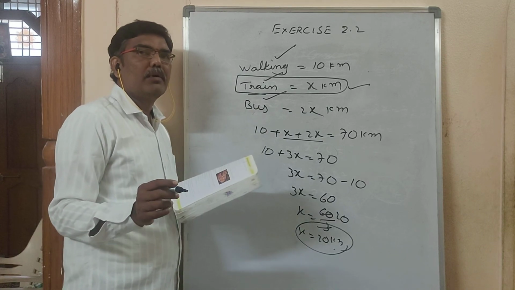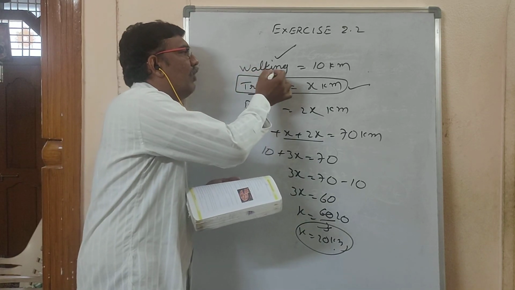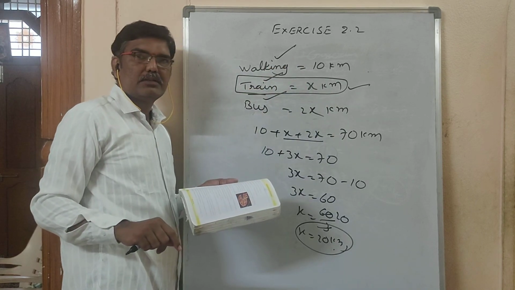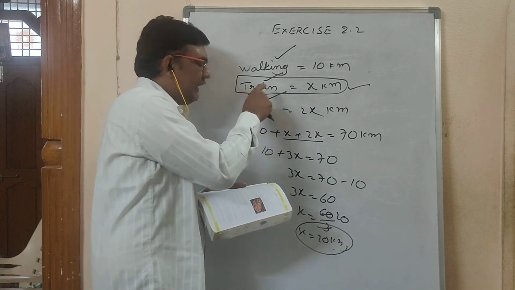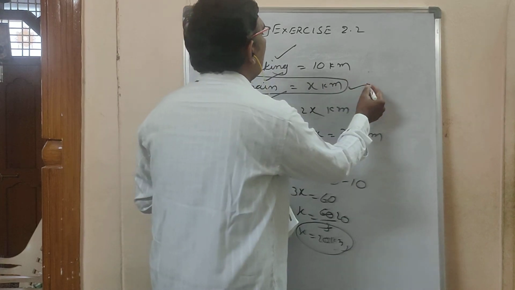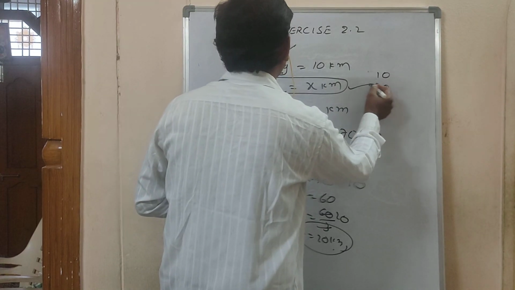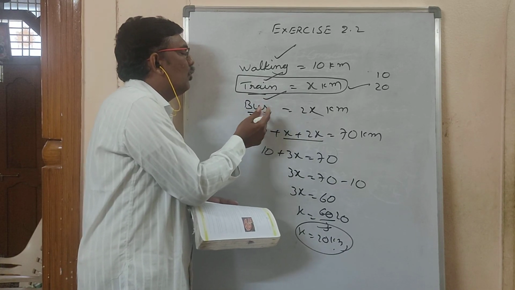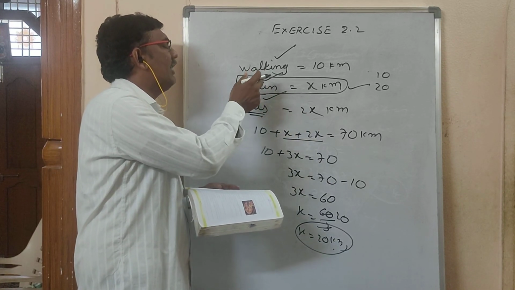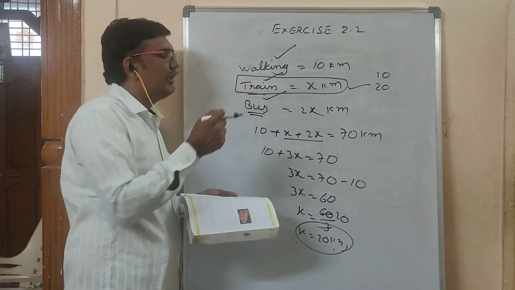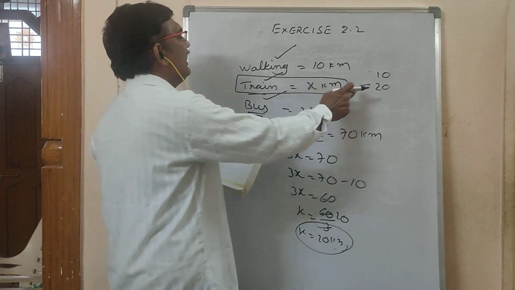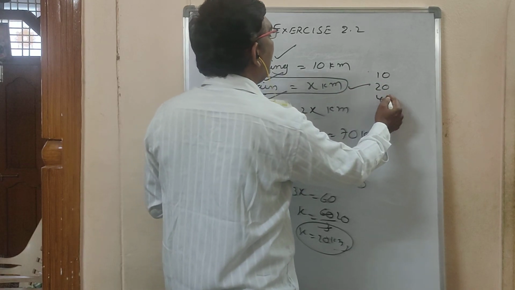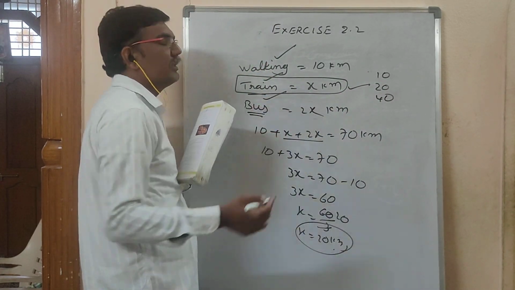Now, problem. What he said? On foot, he travelled 10 kilometers. We got it. By train, if you take x as 20 kilometers he travelled by train. Next in question what he given? 2 times the distance travelled by train he travelled in bus. So in train he travelled 20 kilometers. 2 times of 20 kilometers means 40 kilometers he travelled by bus.